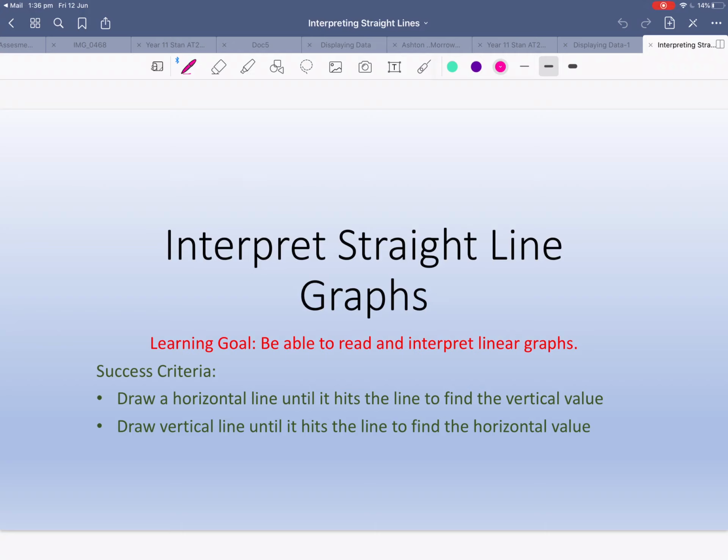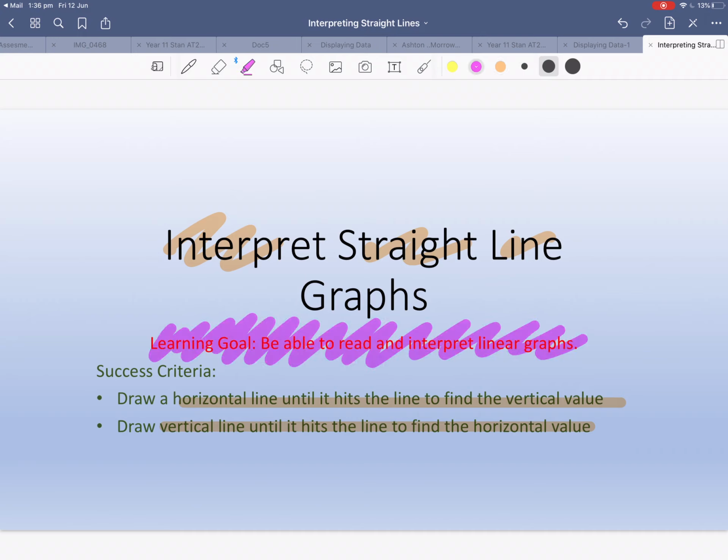This lesson we're going to interpret straight line graphs. So we're looking at just line graphs and we're just going to read off them information and answer questions. Draw a horizontal line until it hits a line to find a vertical value. Draw a vertical line until it finds a horizontal value would be our success criteria. And obviously we've got to write our learning goal, which is be able to read and interpret linear graphs.